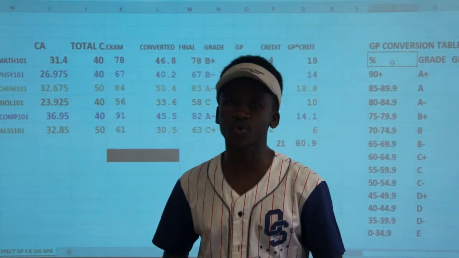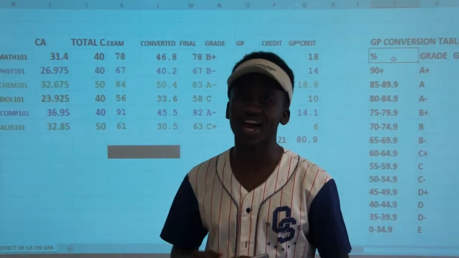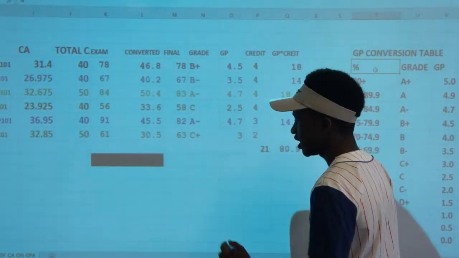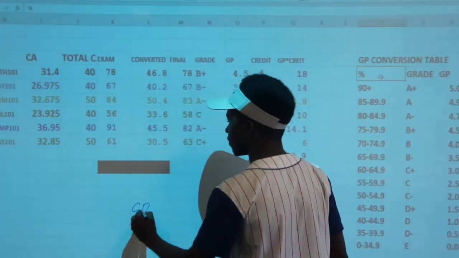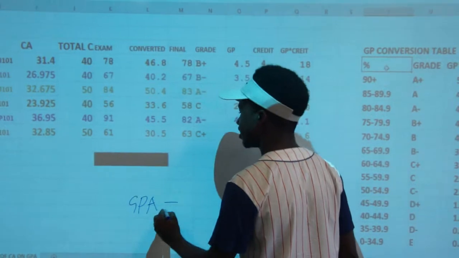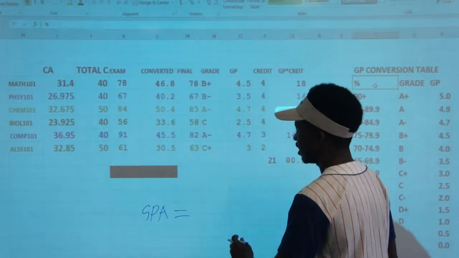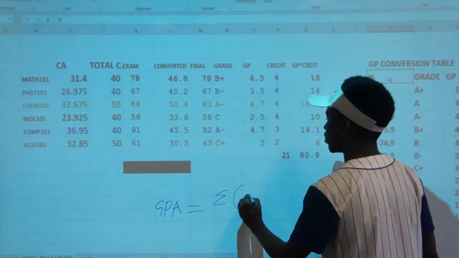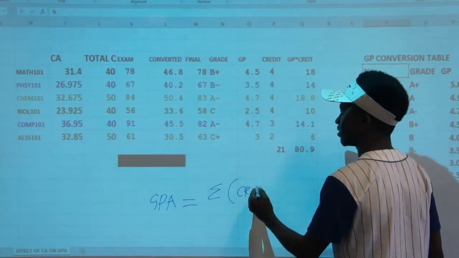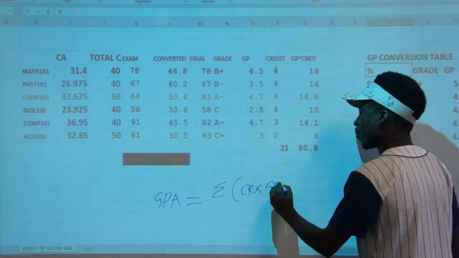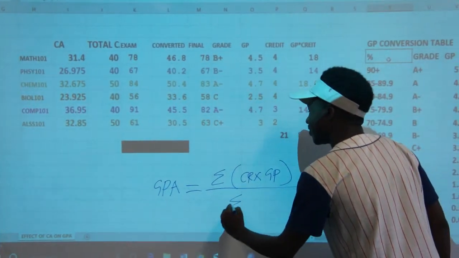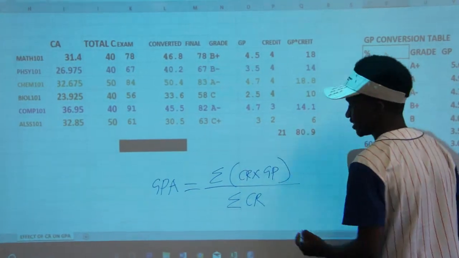I'll be taking you through part 1 of the session, which is how to calculate your GPA. This is how it goes. GPA, which is grade point average, is calculated by summing your credit times your grade points for each module and dividing that by the summation of credit.